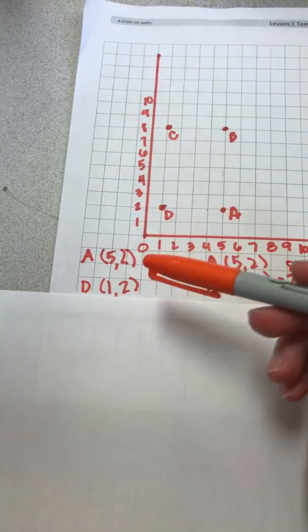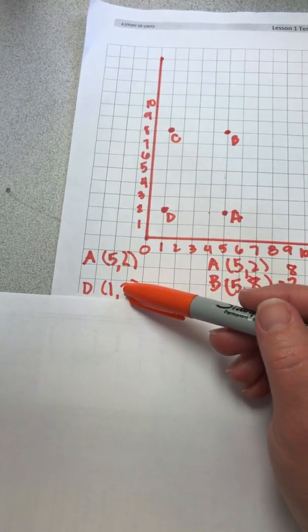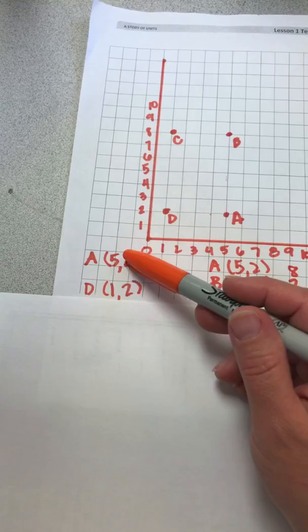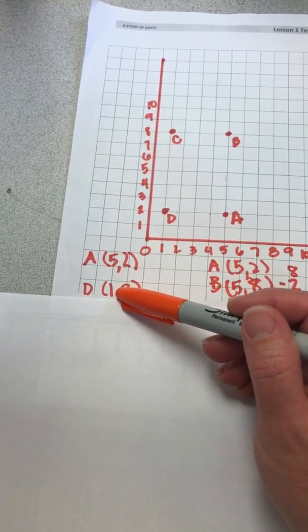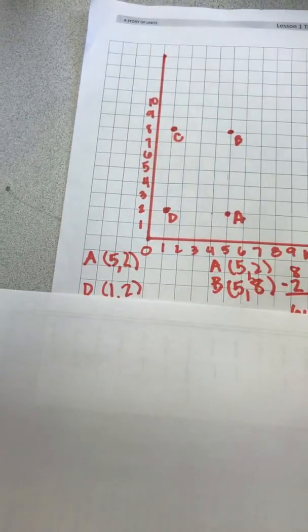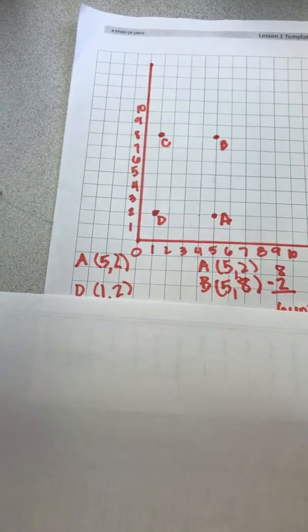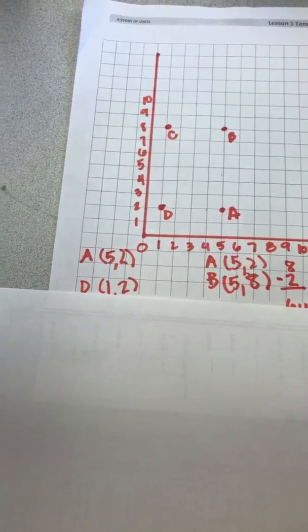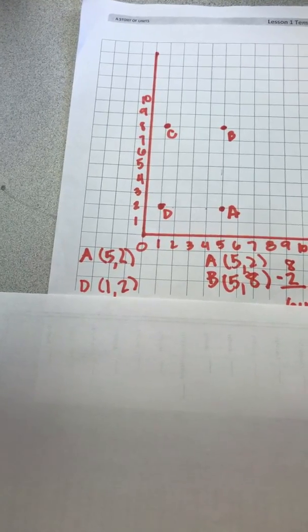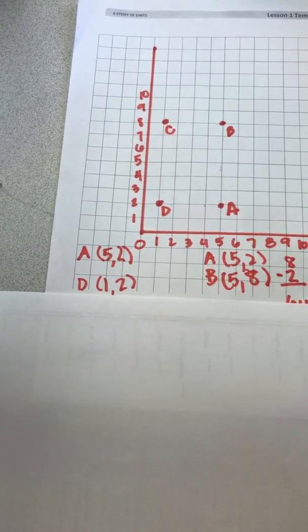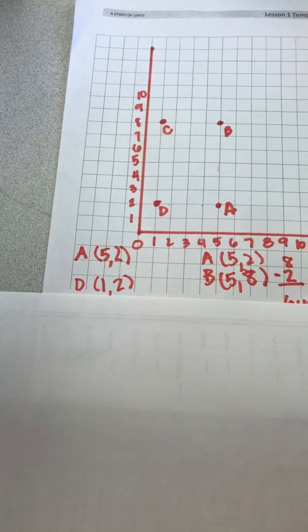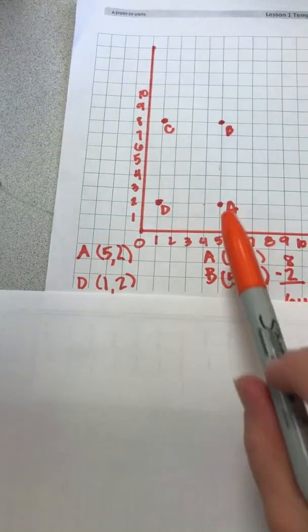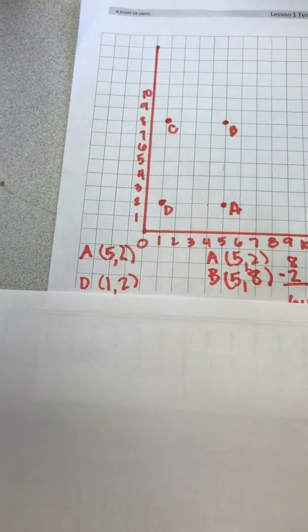So I go to A and I go to D, and I notice right away that their x coordinates are different. What do you think I might do with them? I'll give you a minute. Type it in. What am I going to do? You already know the answer because you saw me count it. What might I do with that 5 and 1 to find the distance between them?